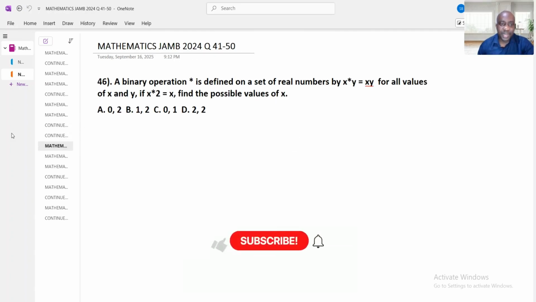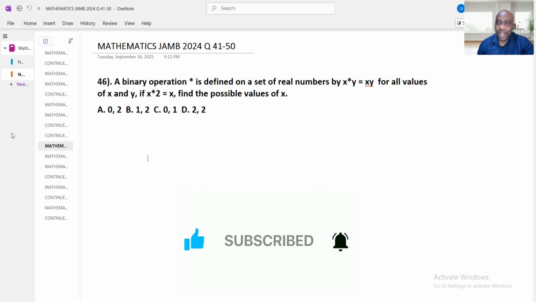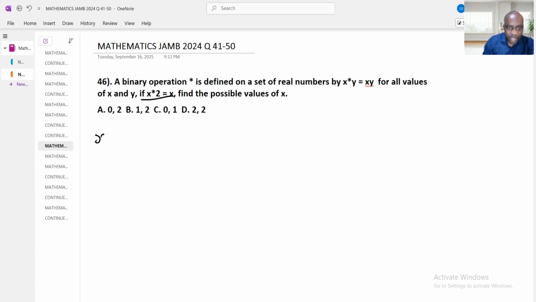Question 46. A binary operation star is defined on the set of real numbers by x star y equals xy for all values of x and y. If x star 2 equals x, find the possible value of x. Let me write out this question. If x star 2 equals x, it is the same thing as 2 times x, 2x equals x. Let me collect like terms. 2x minus x is equal to 0.